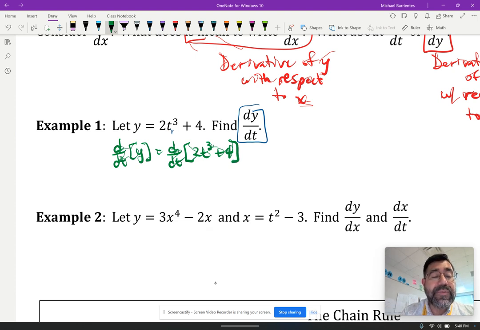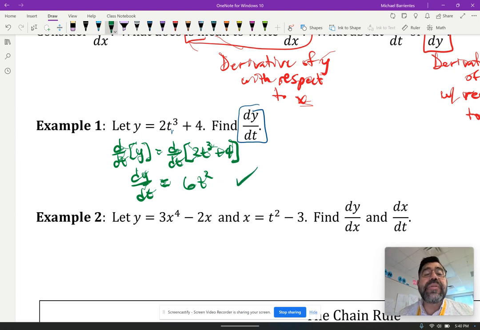Because if I take the derivative of y with respect to t, I will get dy dt. And if I take the derivative with respect to t of 2t cubed, well, this is a power rule, so this is going to be 6t squared. And the derivative of a constant 4 is 0, so it's plus 0, but I guess I don't have to put that. And then there would be our answer, right? So this is still doing the shortcut rules that we learned, but we're doing it using the other notation of the derivative.